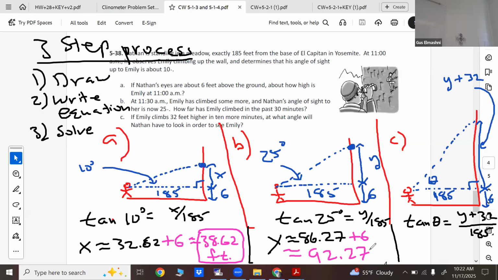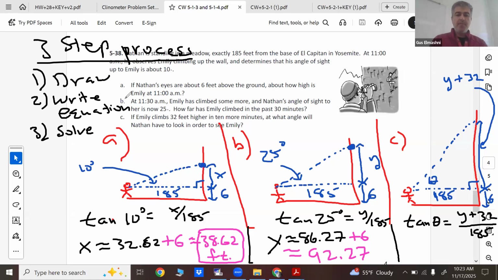How far she climbed in that 30-minute time frame from part A? So at part A, her elevation off the ground was what? At part B, her elevation off the ground is 92.27. So what did she gain? Yes, good. I mean, not a big deal if you forgot to do that, but you wouldn't get the full credit, right? So I'm not going to box that.